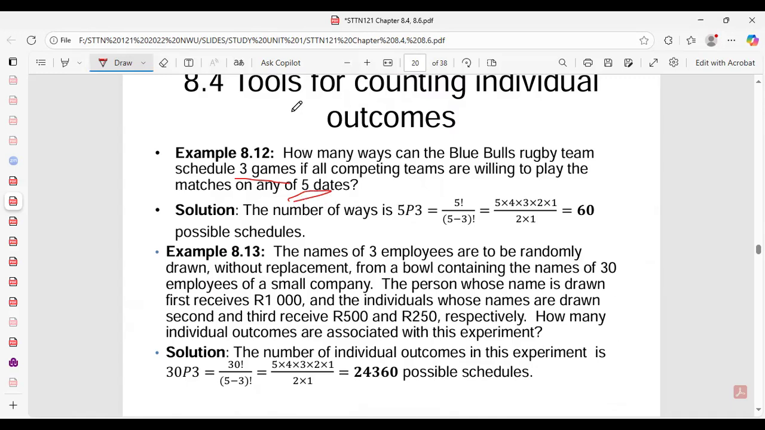Here n will be the 5 dates, which is 5 factorial. Remember, r is the distinct objects, which here means the rugby team schedules 3 games. So it's going to be 5 minus 3, factorial, and then you'll get 60.